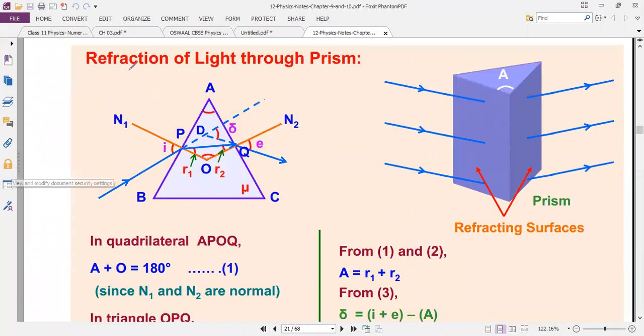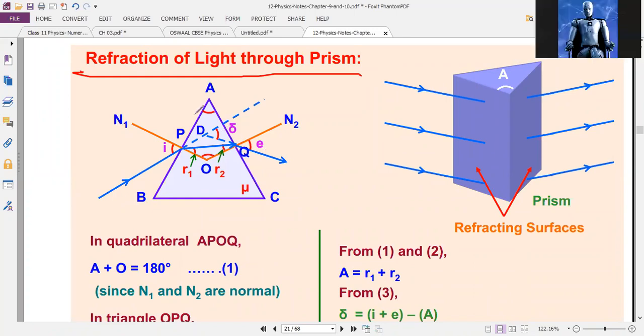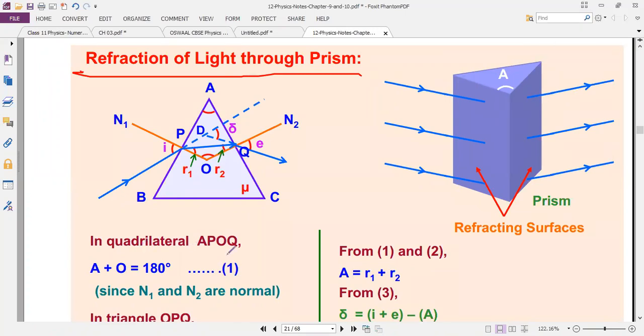Okay, listen. Refraction of light through a prism. Last class we discussed what is angle of incidence, angle of deviation, angle of emergence, and angle of the prism. Now I will take A, P, O, Q. Okay, this one. A to P, again O, Q.